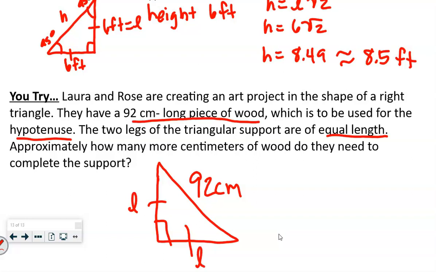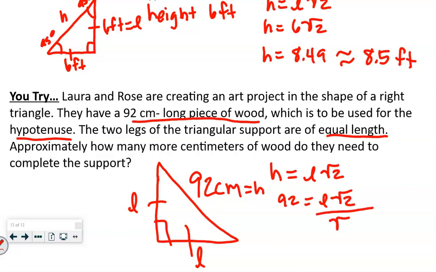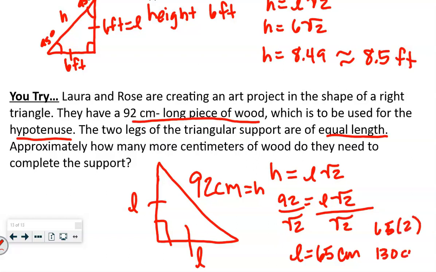So we're going to use our formula. Hypotenuse equals L square root of 2. We have the hypotenuse because that's what this is. So we're going to say 92 is equal to L square root of 2. So once again, we're going to divide both by the square root of 2. And again, you're going to do this right in your calculator. So one leg is 65 centimeters, okay? So if one leg's 65 centimeters and we need enough wood for both, it would be 65 times 2, so we would need 130 centimeters of wood.